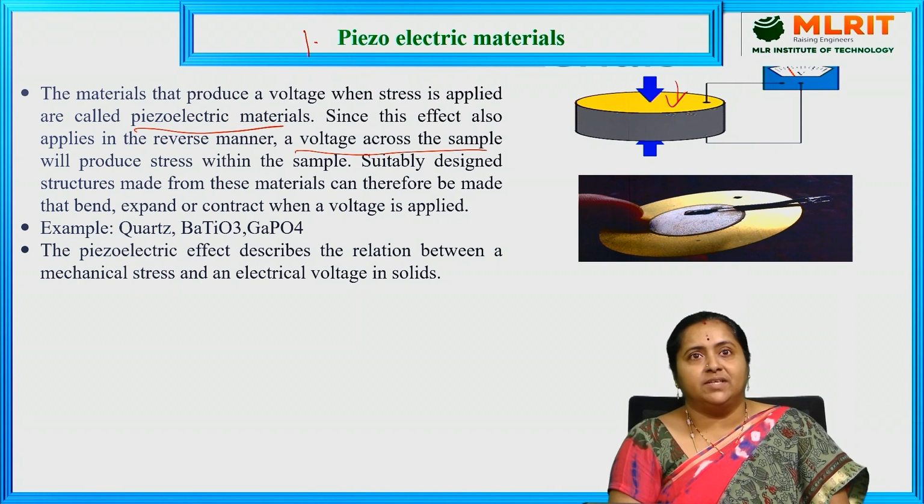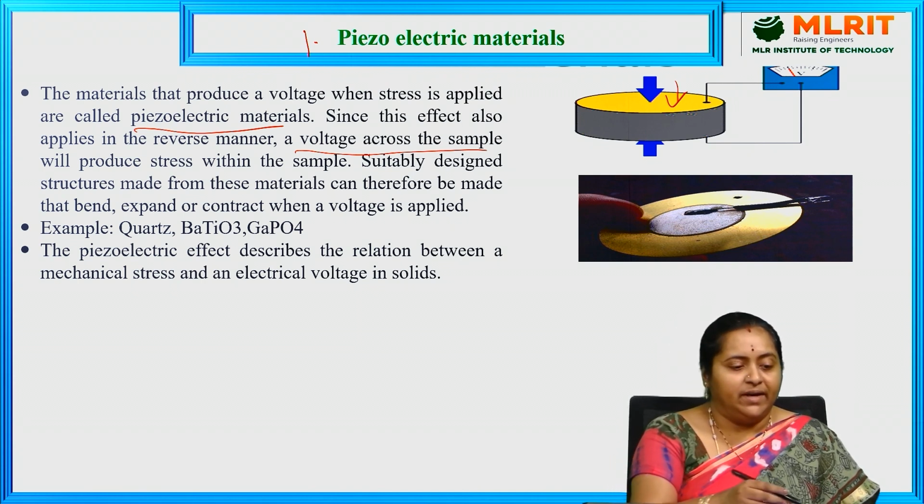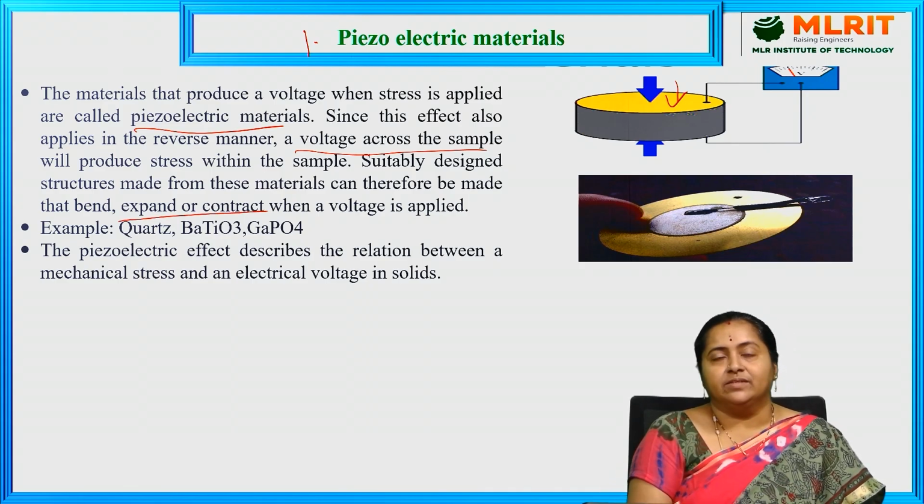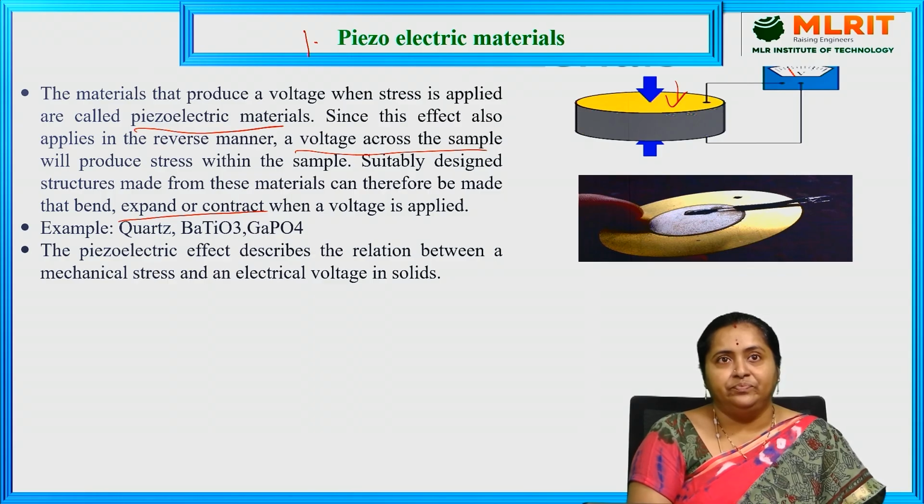So suitably designed structures made from these materials can be made that can bend, expand or contract when a voltage is applied. So that means it is two-way. Materials which are able to generate voltage when they are subjected to some mechanical stress, that means we are applying some amount of pressure, or bending that material, generate voltage, and that reversing also will take place.